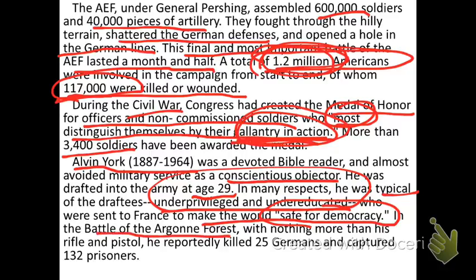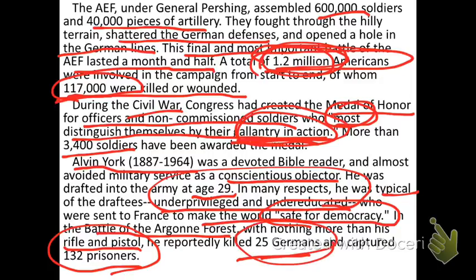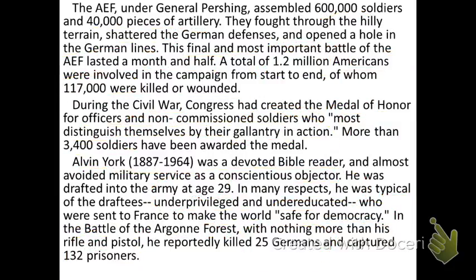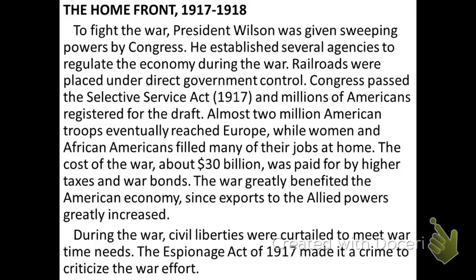Again, we talked about that a few moments ago. With nothing more than his rifle and his pistol, he reportedly killed 25 Germans and captured 132 prisoners. Now, we've already discussed this. I'm not going to go into more depth into how and why that was done right now. But with a little more than a rifle and a pistol, and the rifle being a bolt-action rifle, not a full automatic as we have today, he was able to kill 25 Germans, and he captured 132 prisoners all by himself. For that, he was awarded the Congressional Medal of Honor and pretty much every other award that every nation on the Allied side had to give.